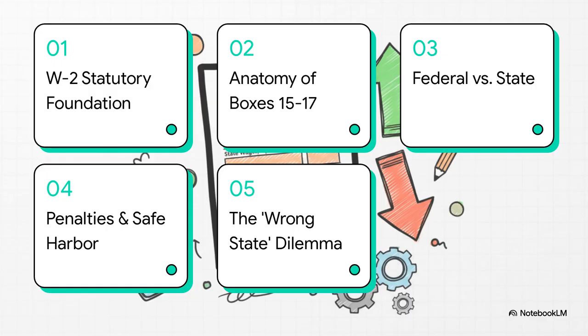So, here's our game plan. We'll start with the legal bedrock, why the W-2 is so important in the first place. Then, we'll dissect the key state tax boxes, 15 through 17. After that, we'll look at the huge difference between fixing a federal versus a state error, talk about the penalties and a really dangerous trap to avoid, and finally, tackle the worst-case scenario, the wrong state dilemma.